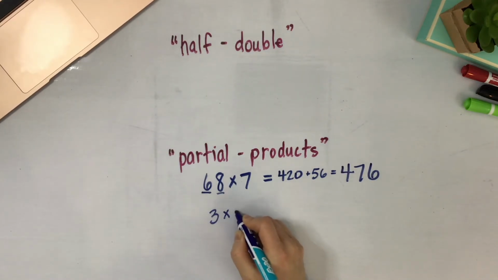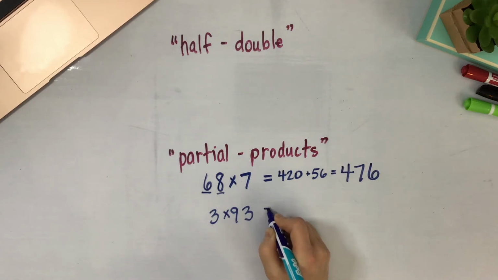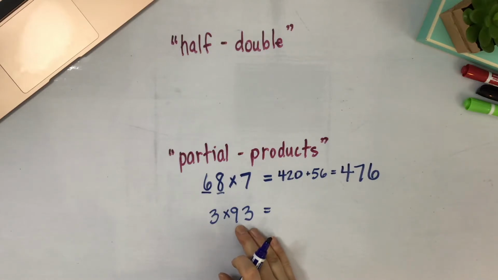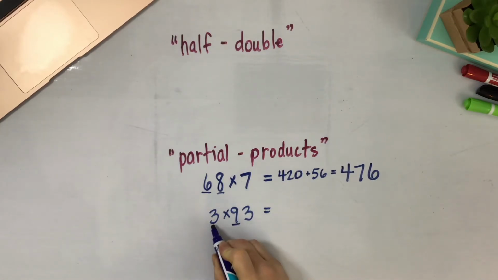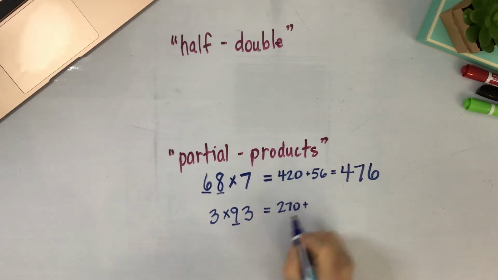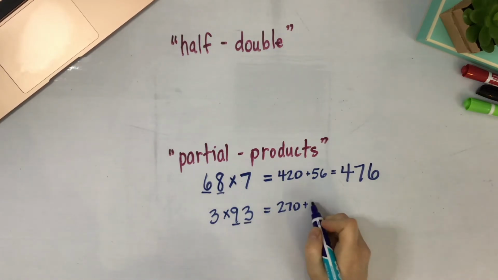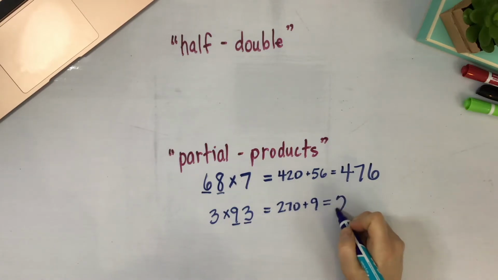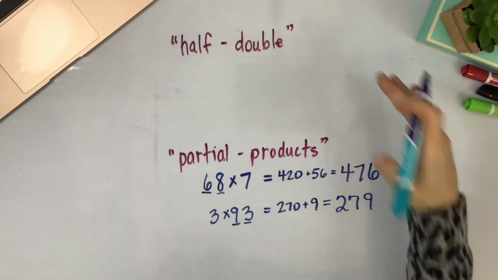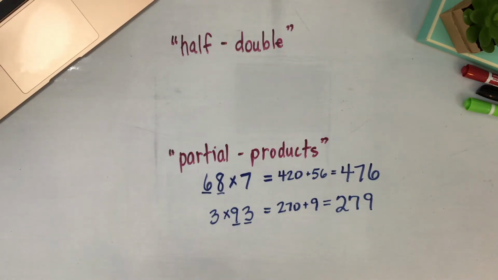Let's practice that one more time. This time I have the small number on the left and the larger number on the right. Doesn't matter, either way I'm going to go 3 times 90, which is 270, and 3 times 3, which is 9, 279. So that's the half double strategy and the partial product strategy. So depending on what the question is, you will decide which strategy is best for you.